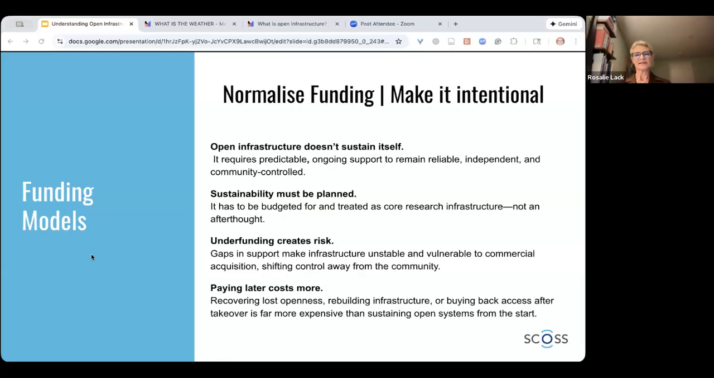And this leads into what SCOSS is about: the goal is to really normalize funding these infrastructures, making it, as I say here, intentional, that open infrastructures don't sustain themselves. In order to be reliable and independent and community controlled, and to keep what we like about these benefits, they need predictable support. And sustainability needs to be budgeted for, so that they can make their own plans and have predictable incomes.